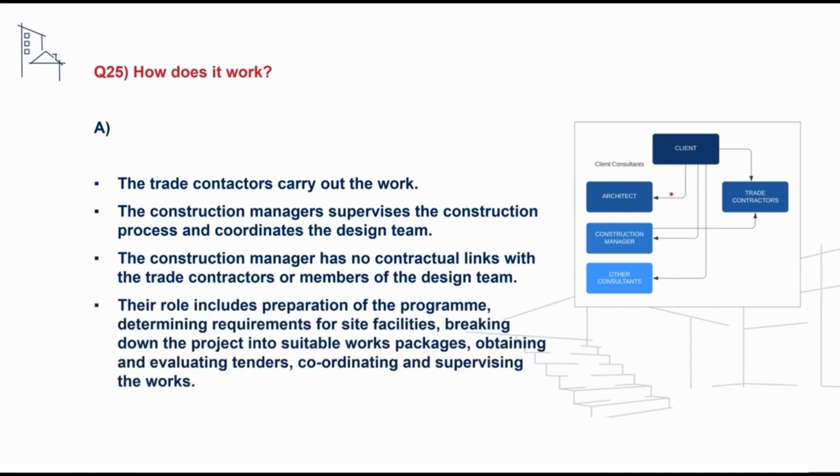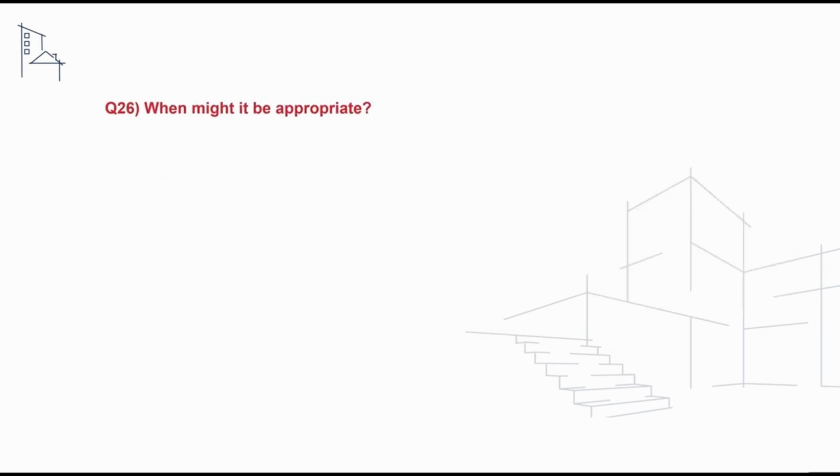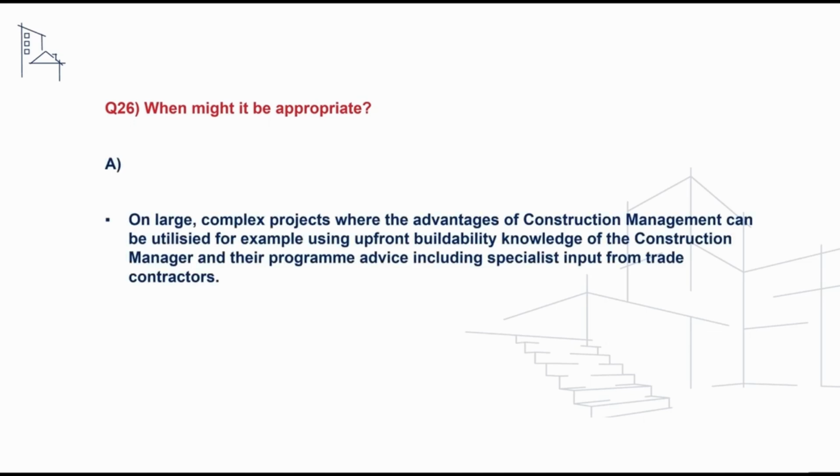Their role includes preparation of the programme, determining requirements for site facilities, and breaking the project down into suitable works packages. It may also include obtaining and evaluating tenders, coordinating and supervising the works, and managing the rest of any appointed consultants. APC candidates may receive a question on when construction management procurement is appropriate, and to address this, we can say that this is normally appropriate on large, complex projects where the advantages of construction management can be utilised, for example using upfront buildability knowledge of the construction manager and their expertise in issuing programme advice, and it also includes harnessing specialist input from each of the trade contractors.